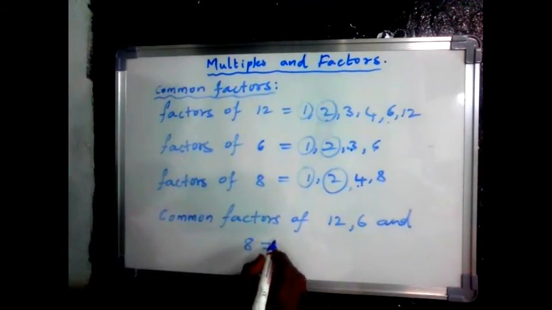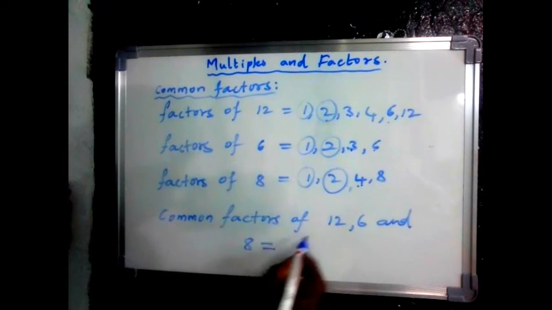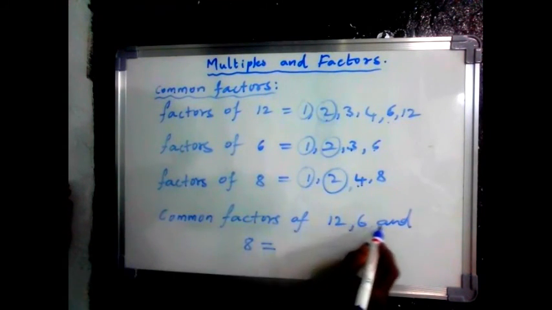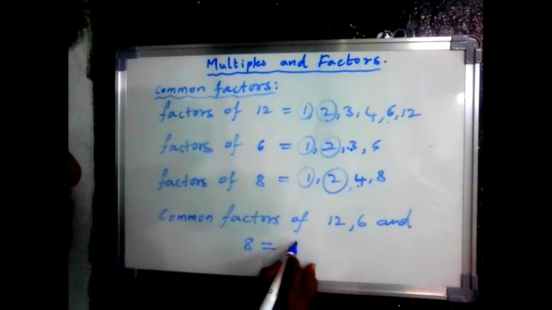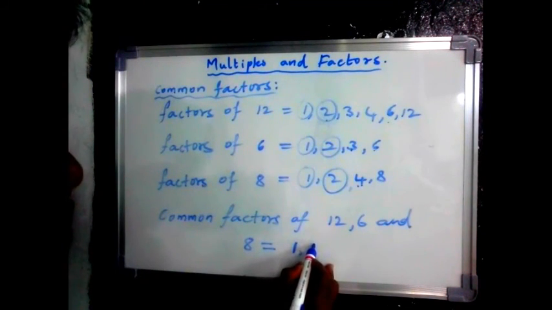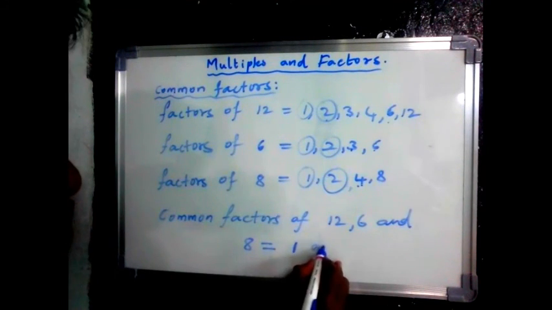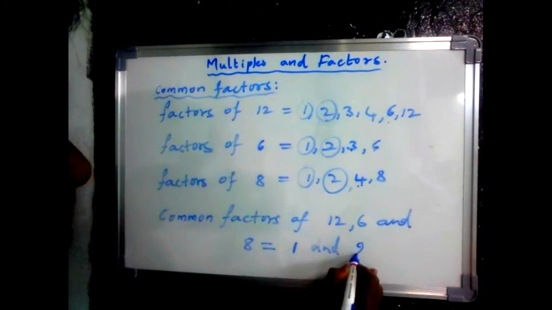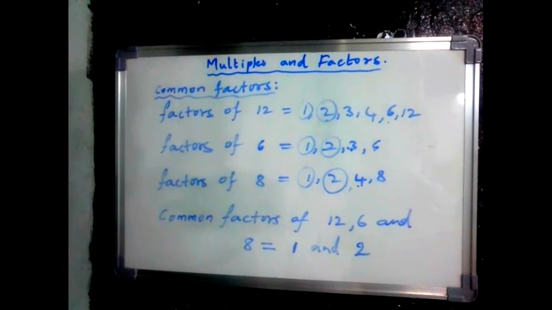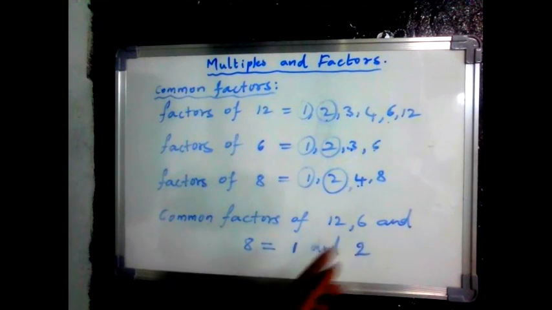Okay. So what are the common factors? The common factors of 12, 6 and 8 are 1 and 2, 1 and 2 only. 1 and 2 are the common factors of 12, 6 and 8.